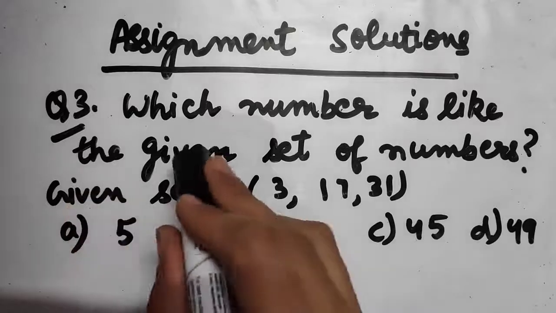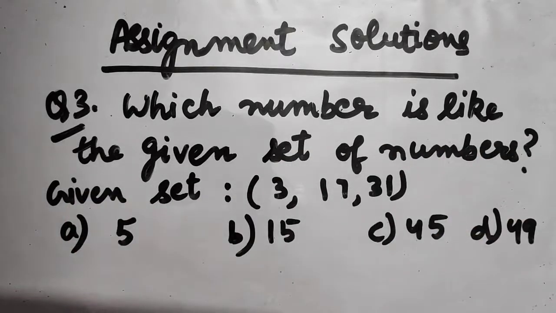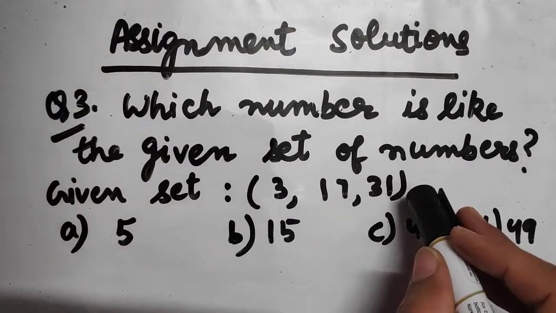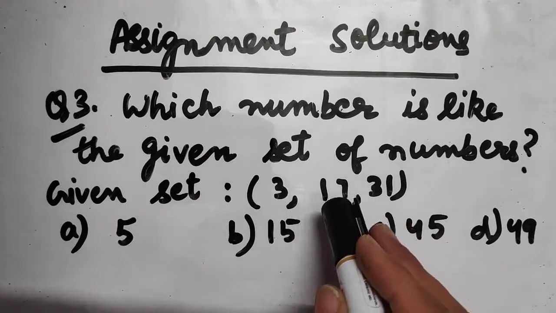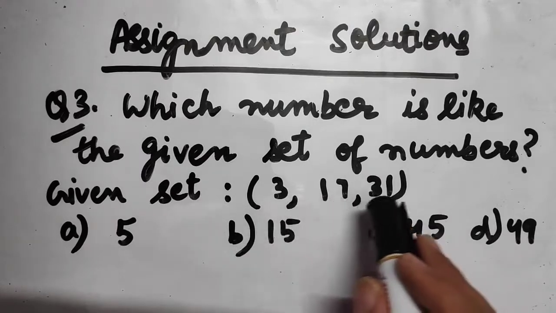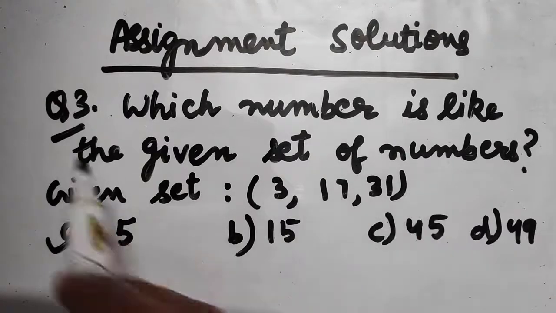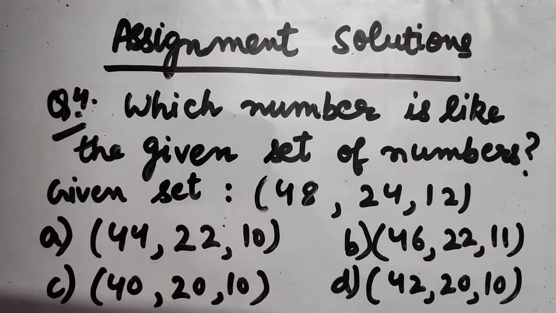This is question number 3. Which number is like the given set of numbers? This is the given set which is present in the question. 3, 17, 30, 31. So we need to find out what is so common about these numbers. So clearly the numbers given in this set are all prime numbers. And 5 is also a prime number. So it belongs to the same group. So for question number 3, answer is A option, that is 5.